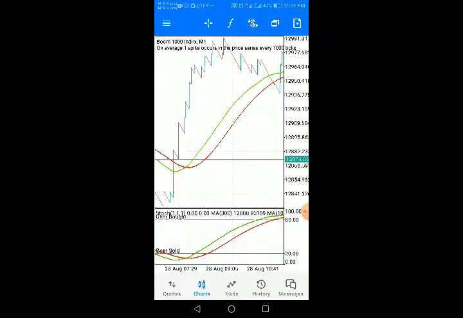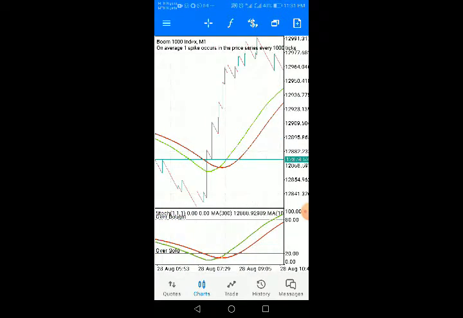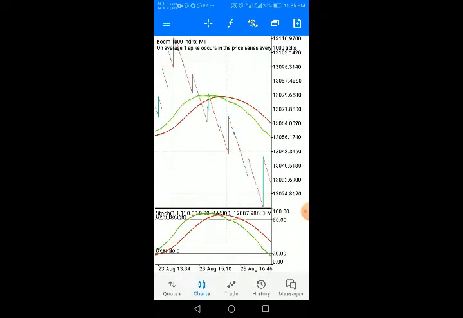So let's get started. The first thing you need to do, as you can see from the chart, is that this strategy uses two MAs on the chart. On the stochastic too, there are two moving averages. So how does this strategy work?